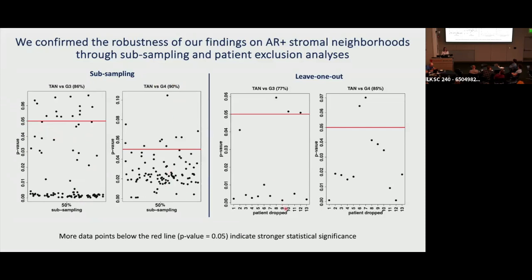And then the exclusion analysis allowed us to assess the impact of patient-to-patient variability on the results. So here, each one is an experiment where a patient was dropped, and we ran the neighborhood analysis and compared across clinical groups.